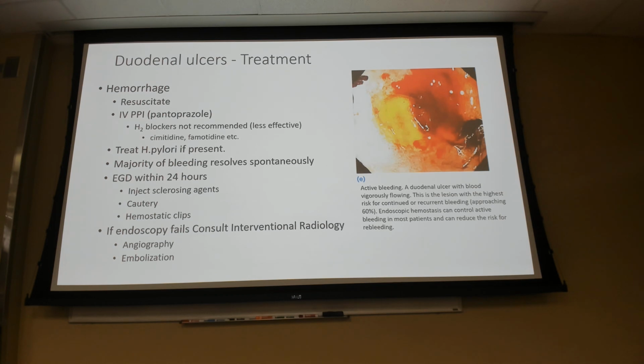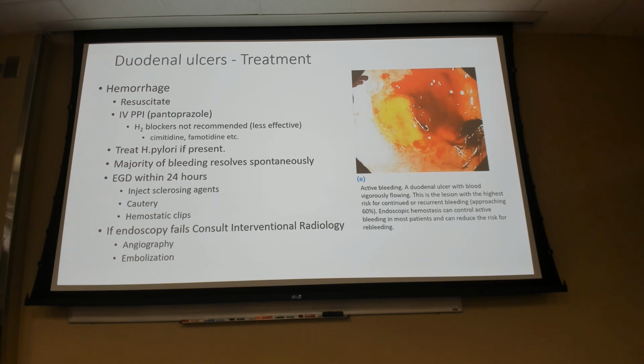So what do we do for these patients? What's important, obviously, is to resuscitate them. Sometimes they can have pretty significant hematemesis or upper GI bleeding, so we have to resuscitate them first. Depending on how significant the bleeding is, we'll typically start with crystalloids. If there's significant bleeding, then we move to blood products. But the most important treatment to start with is your PPI.